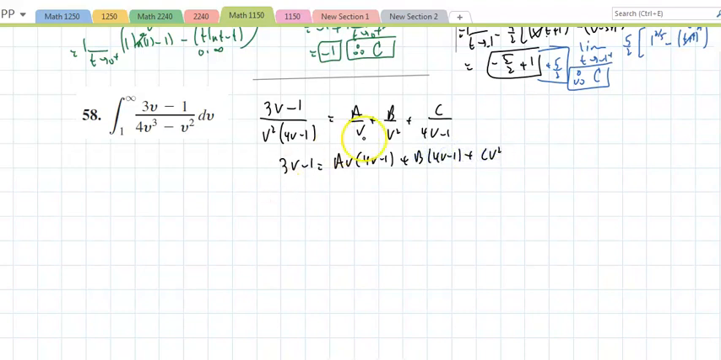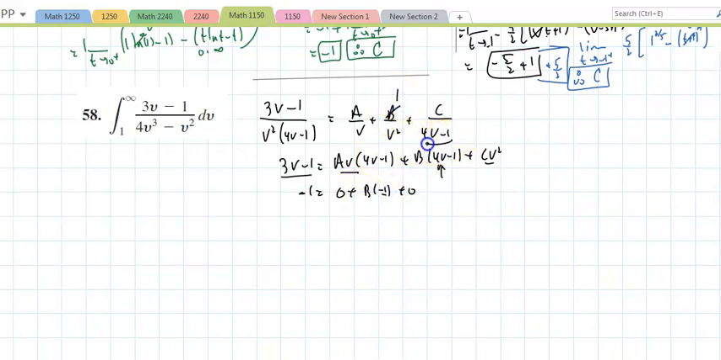and let v equal 0. If I let v equal 0, I'm going to get a -1 equal. That's a 0. A 0 in there, that will be b times -1, and a 0 in there, that will be a 0, which means b is 1.